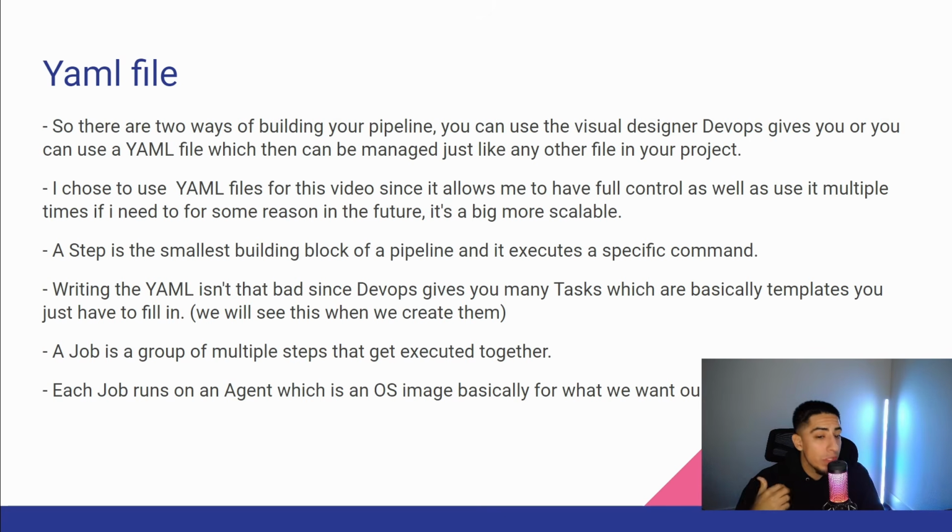Inside your YAML file, you are going to have jobs. A job will then contain steps inside of it, which are kind of the smallest pieces. And honestly, writing YAML isn't really that bad, because there are what are called tasks, which are basically mini templates that you fill in and they just automatically fill in the code for a given step of whatever you want to do, whether push to Azure, create a build, restore your NuGet packages. There are little mini templates for that, and we'll see that when we actually create our pipelines. And then for each job, it runs on an agent, which is basically an operating system image. Basically, it's what we want our software to run on.